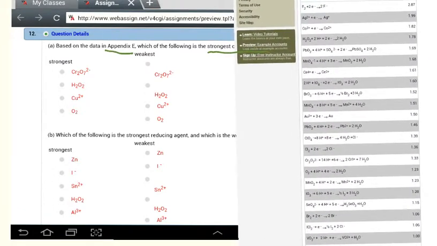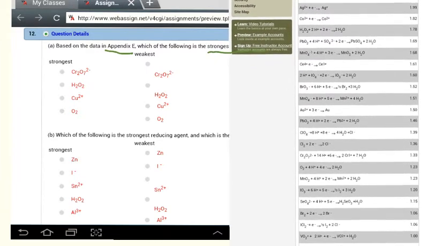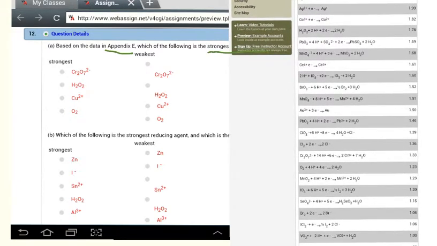Now I can't fit it all on the screen, so we're only going to look at a couple that I noticed did fit on the screen, which is this one and that one. So the dichromate one, which is right here, you notice it's written as a reduction, and the oxygen one is right underneath it. It is also written as a reduction.